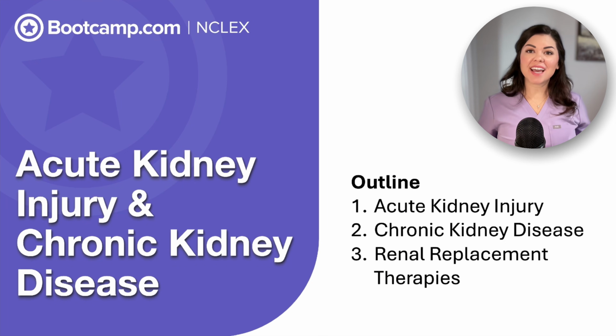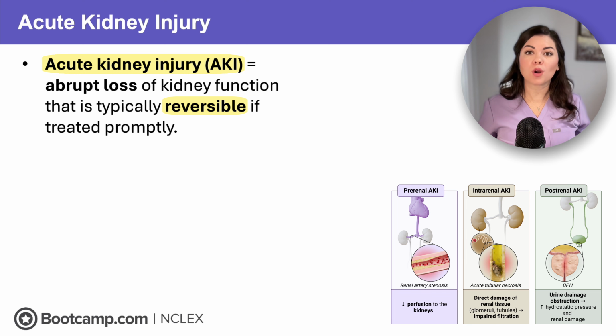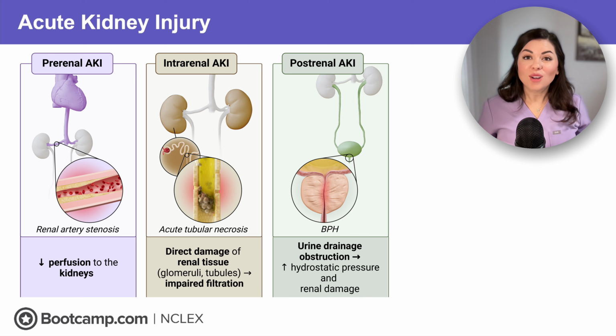Dr. Amber, and today we're tackling some topics the NCLEX loves to test on: acute kidney injury and chronic kidney disease. Acute kidney injury, or AKI, is a sudden loss of kidney function that is often reversible if treated before permanent kidney damage occurs.